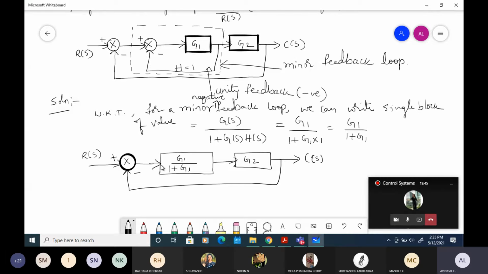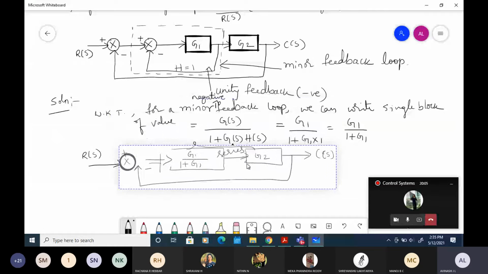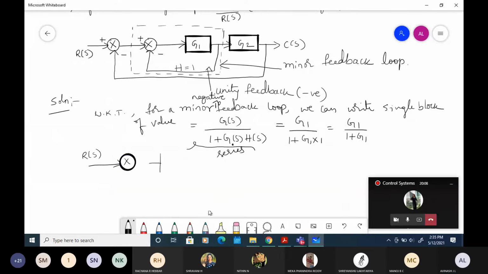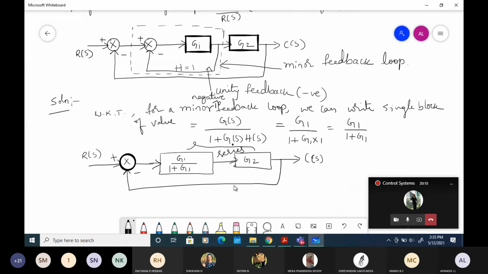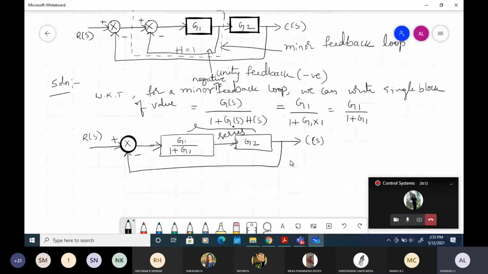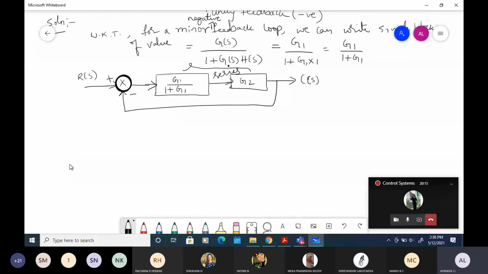Any doubt in this one? No, sir. Now when you see this particular block diagram, these two blocks are in series, correct? So these two blocks are in series. When these two blocks are in series, what we have to do? We have to multiply them.